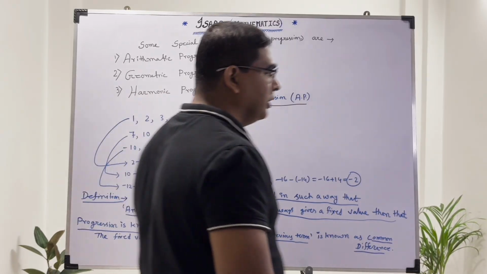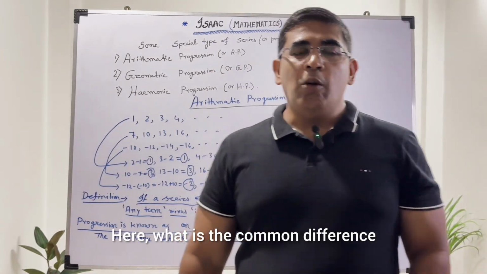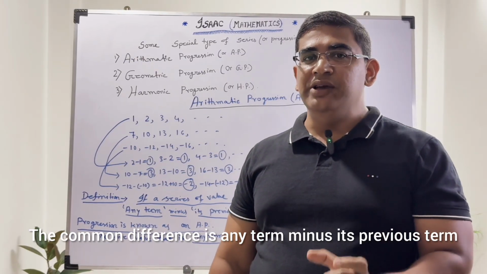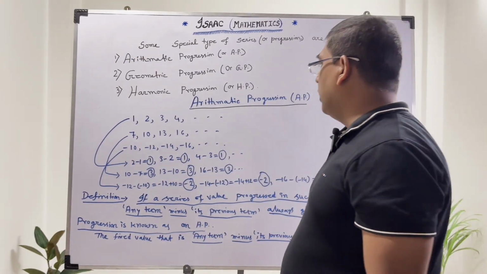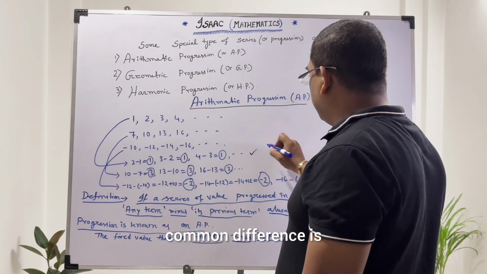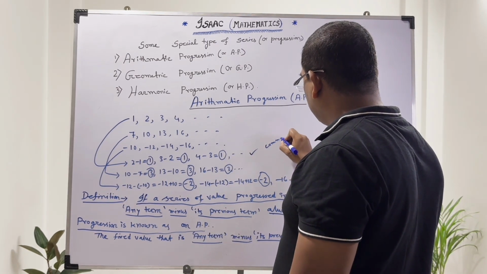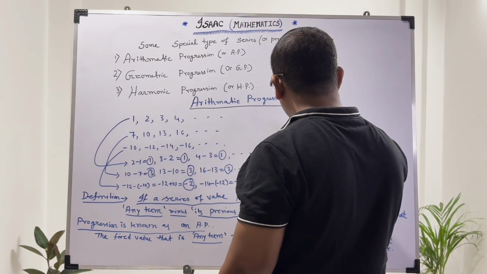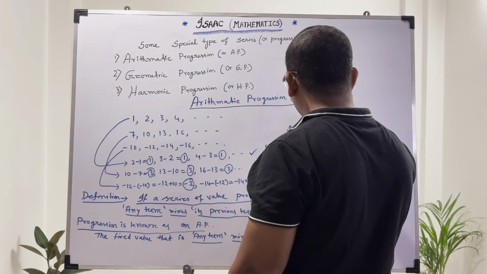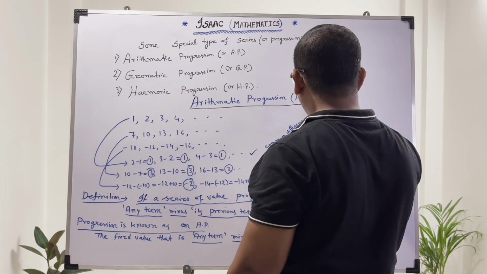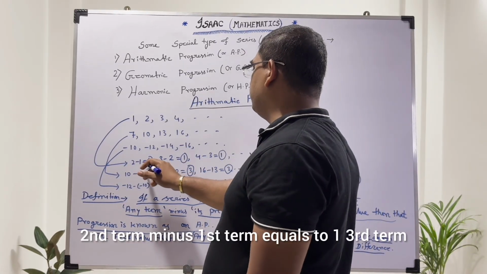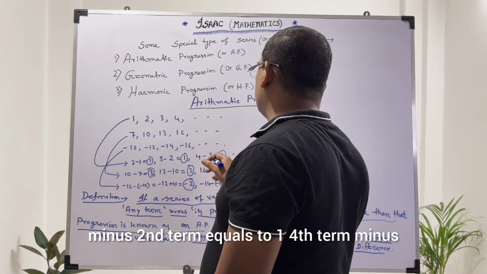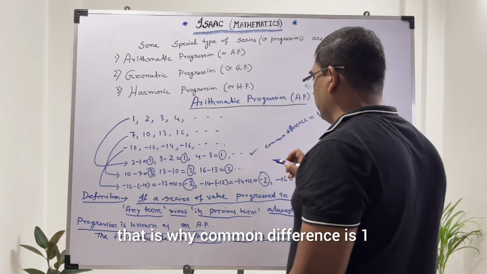Okay. So, here what is the common difference? The common difference is any term minus its previous term, that is the fixed value. For this example 1, common difference is equals to 1. Second term minus first term equals to 1. Third term minus second term equals to 1. Fourth term minus third term equals to 1. That is why common difference is 1.